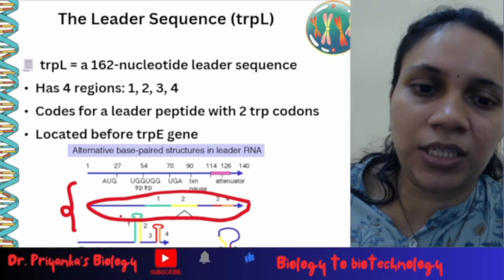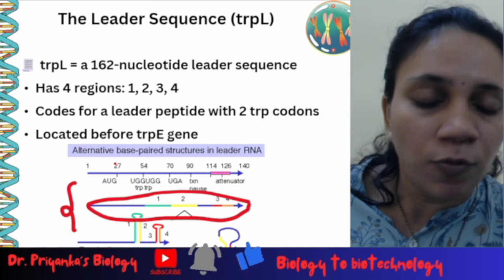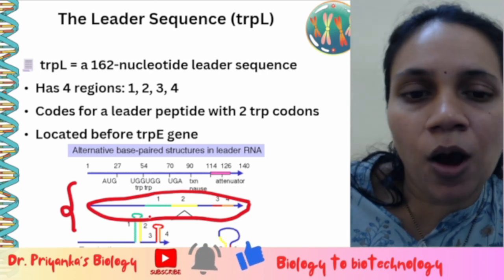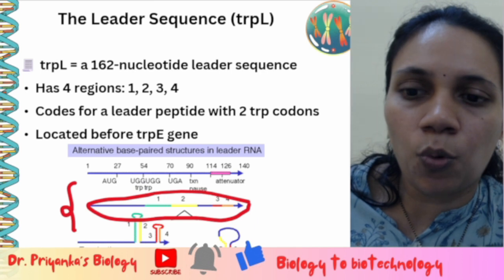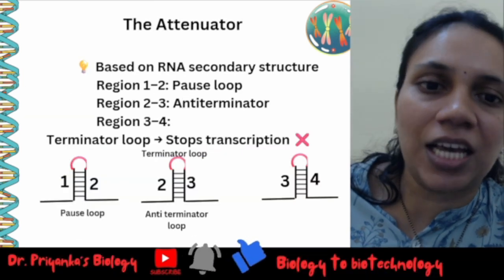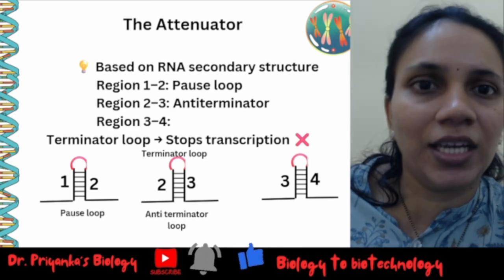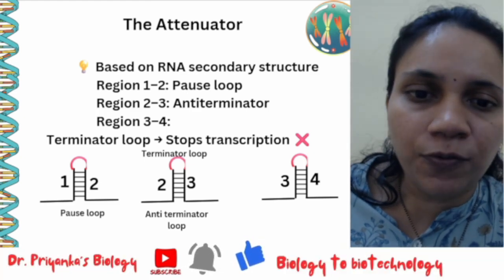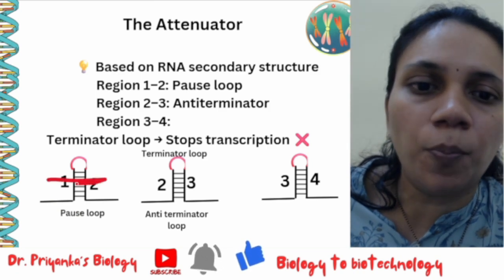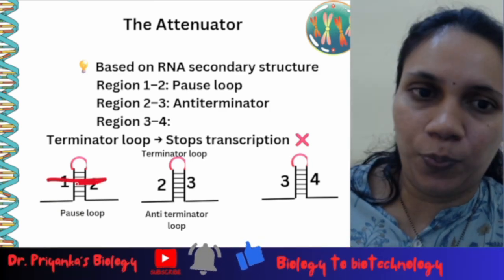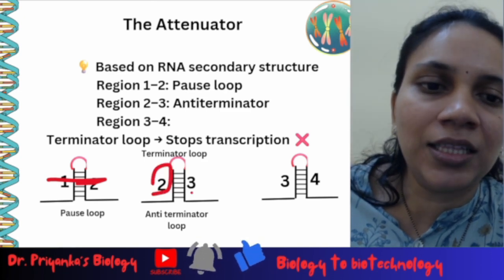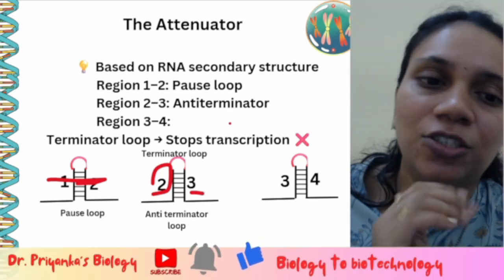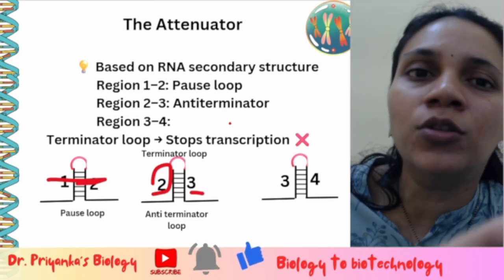That decision is taken by the folding of the RNA in this region of the leader sequence. The play of these four regions, 1, 2, 3, 4, and how they form pairs, is going to decide what happens next. Now let us see the attenuator, meaning how the fine tuning is going to happen. Based on the RNA secondary structures, that is the folding, if regions 1 and 2 form complementary loops, it forms a pause loop. Next, if regions 2 and 3 form a hairpin loop, it forms what is called the anti-terminator loop. Anti-terminator means it is going to allow the process to happen.